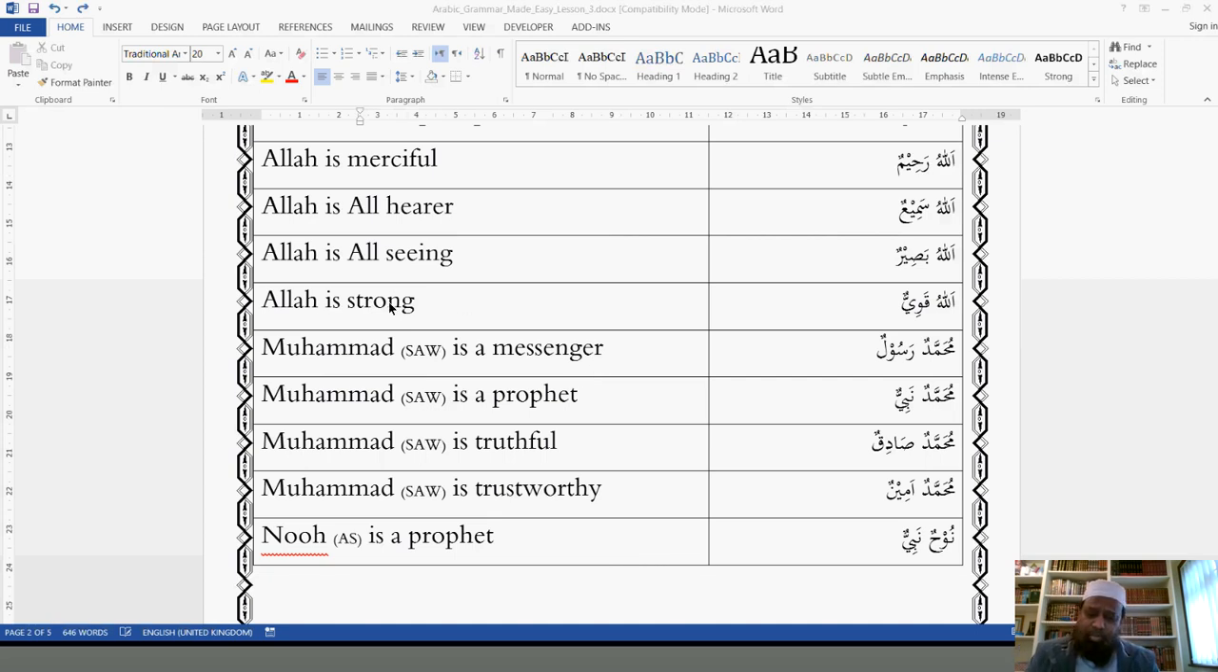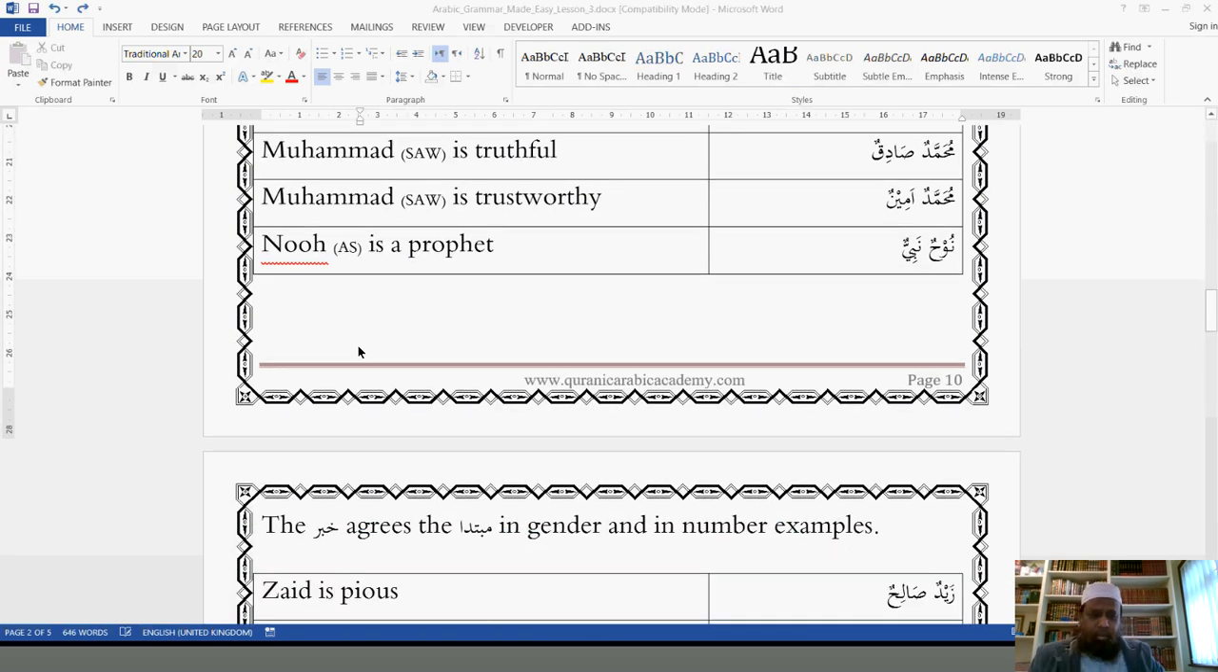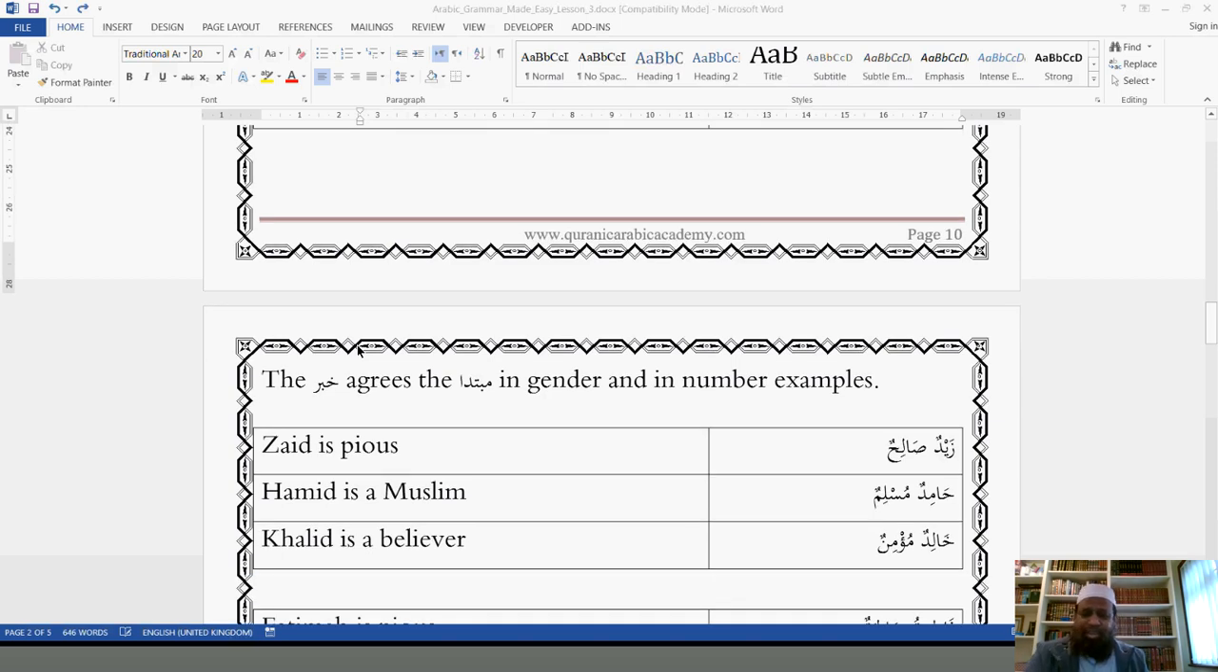Now let's look at some of our daily examples, not Quranic examples, but our normal examples. The khabar agrees with the mubtada in gender and in number. Examples: Zaydun is again the name of a person, so it is ma'rifah. Salihun, a description noun, is the khabar, agreeing with the mubtada in gender.